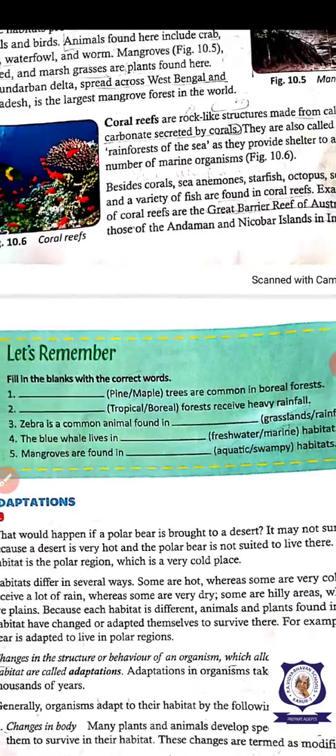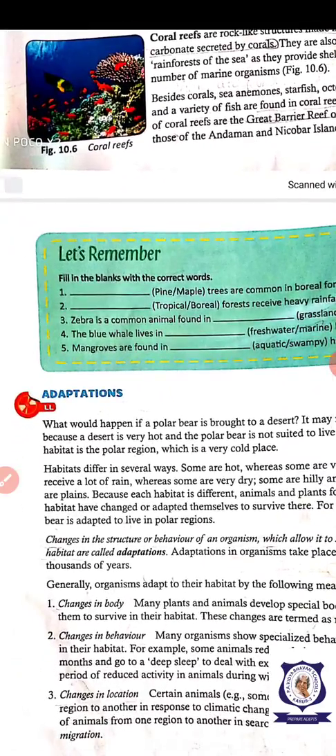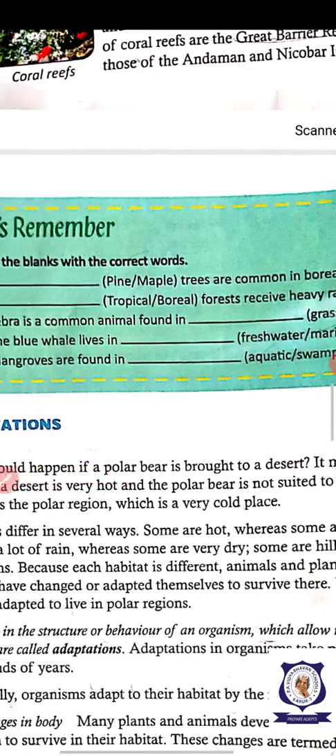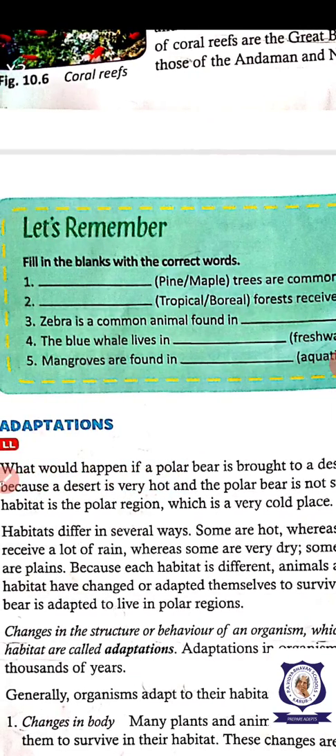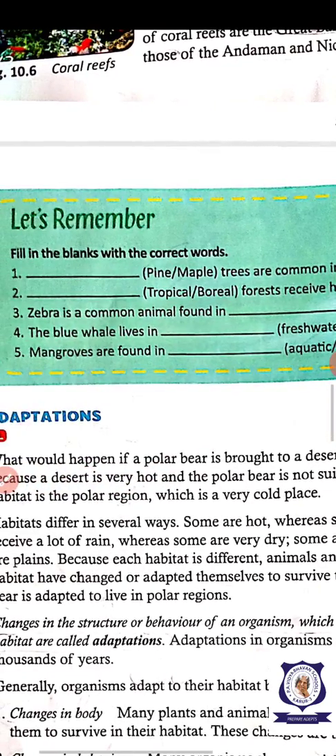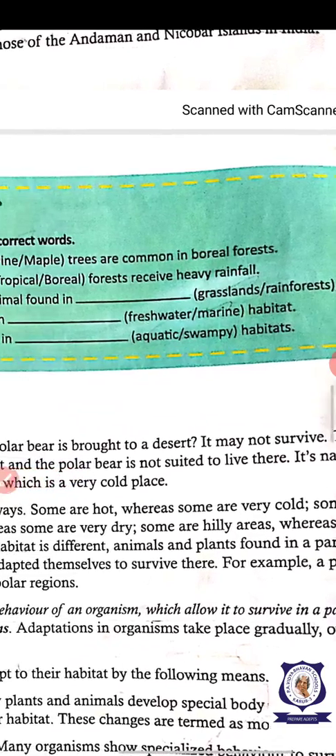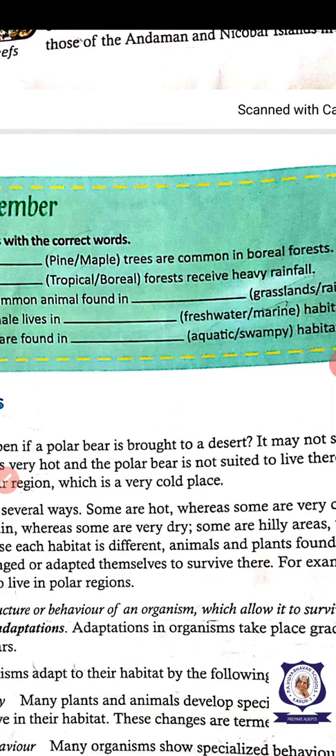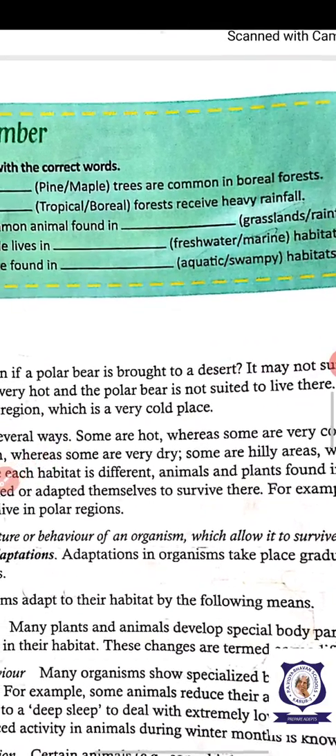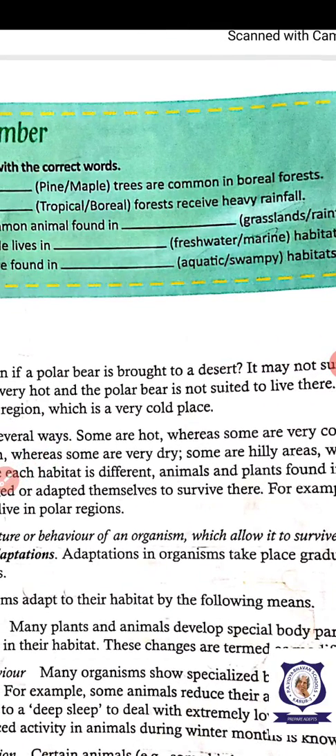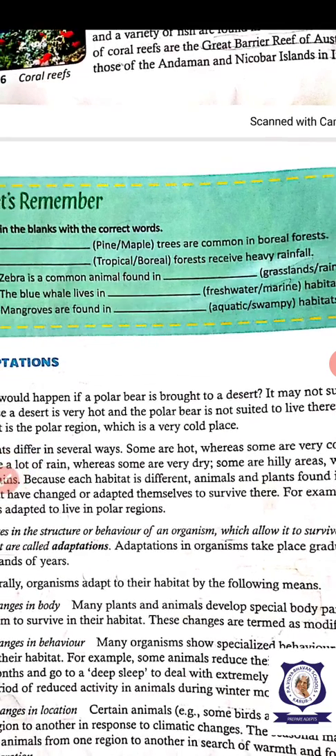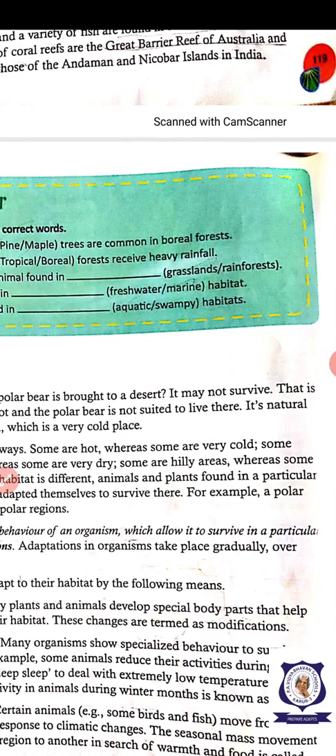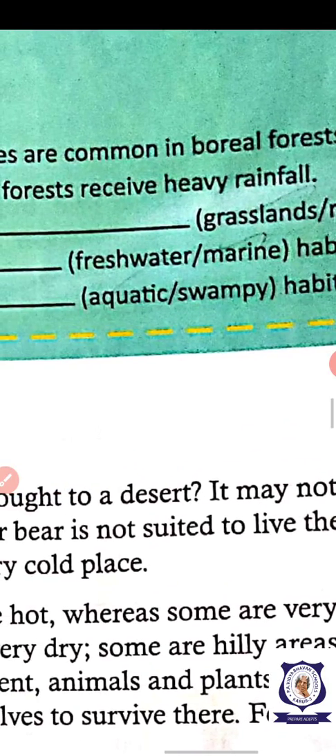ஓகே சில்ட்ரன், now we go to the let's remember. You see, dash trees are common in the boreal forest. Which tree? Pine tree. Dash forest receive the heavy rainfall. இது ட்ராபிக்கலா boreal-ஆ? ட்ராபிக்கல். ரெண்டு தான் கொடுத்துருக்காங்க, சரிங்களா? Zebra is a common animal found in the grassland or rain forest? ரெயின் ஃபாரஸ்ட். Next, the blue whale lives in the ocean or fresh water? மரைன்னா ஓஷன். ஓகே. Mangroves found in the aquatic or swampy? ஆக்வாட்டிக் or ஸ்வாம்பி. ஆக்வாட்டிக்னா வந்து வாட்டர் தான், பட் ஸ்வாம்பி ரீஜன்ஸில் தான் மேங்க்ரூவ்ஸ் இருக்கும்.